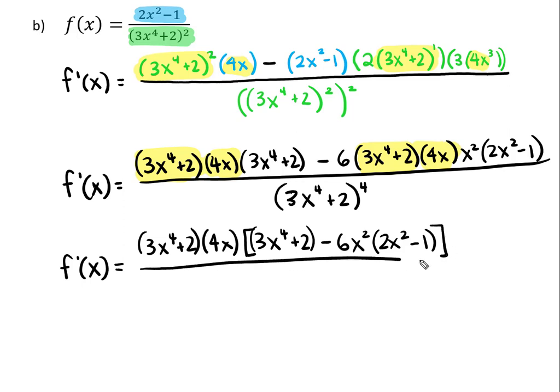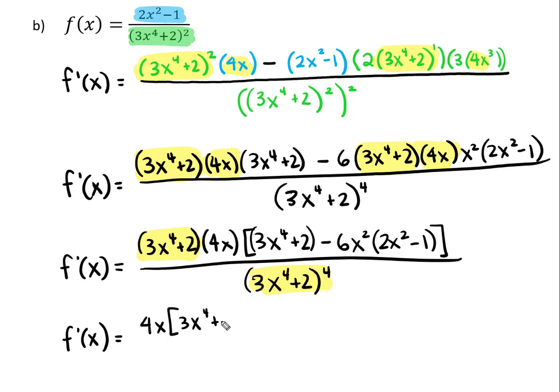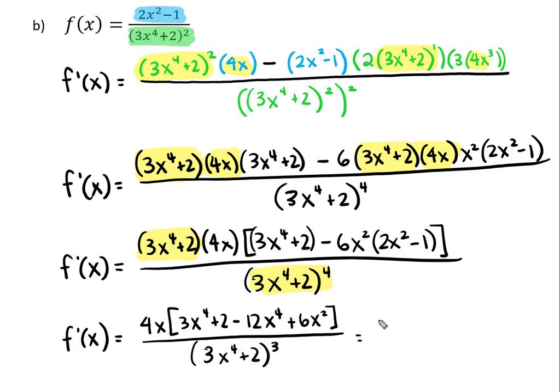And then I want to simplify what's in the brackets. Notice that I have a 3x to the 4th plus 2 here, and I have a lot of them down here, so I'm going to reduce once. And I'm going to get and then I want to simplify this by adding like terms.